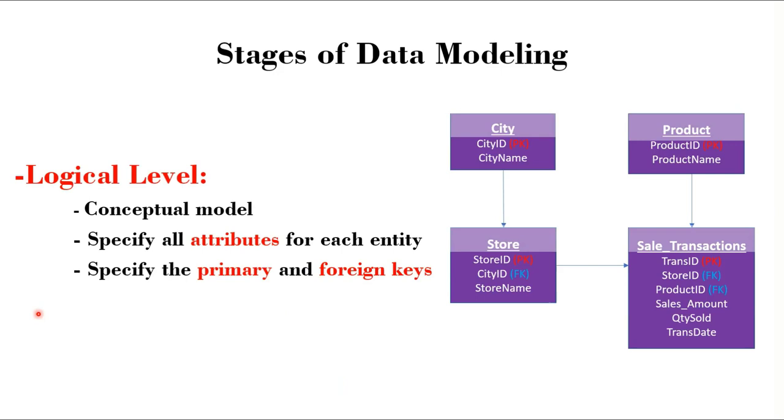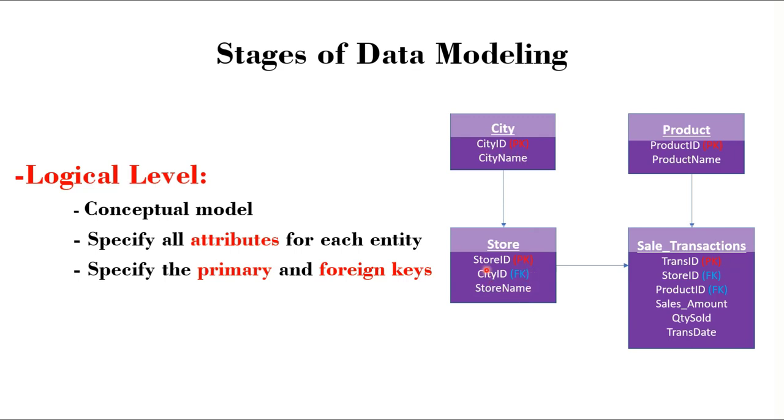The second stage of data modeling is the logical level, where we take our conceptual model and specify attributes for each entity. So the city entity has attributes, city name and city ID, and also we specify primary and foreign keys. City ID is the primary key for the city table, and that city ID is listed under the store table as a foreign key, so that there will be a relationship between the city table or city entity and the store entity.